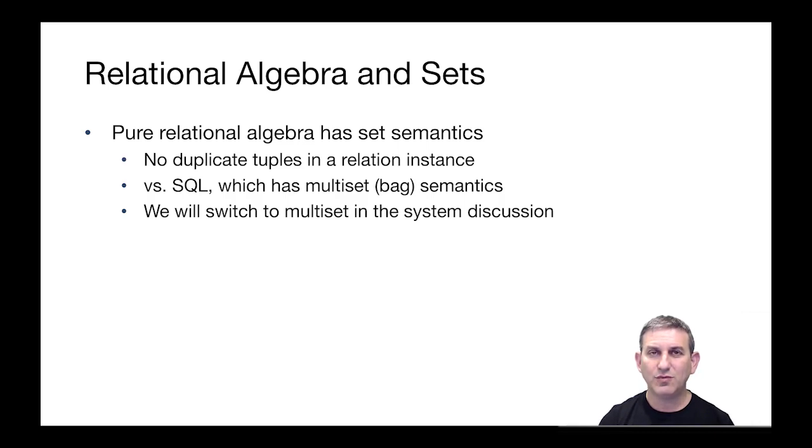Now, the relational algebra in its purest form has a set semantics, so there's no duplicate tuples in a relation instance in the relational algebra. Recall that this is different from SQL, which has a multiset or bag semantics, where it keeps track of all the duplicates very carefully in each table. So we're going to switch to multiset when we start talking about systems and SQL again. But for the next few slides, as we're just learning the basics of the relational algebra, we'll focus on its pure form, which is in terms of sets with no duplicates.